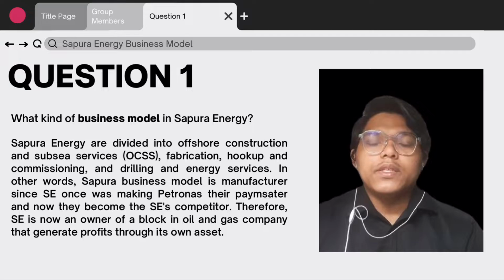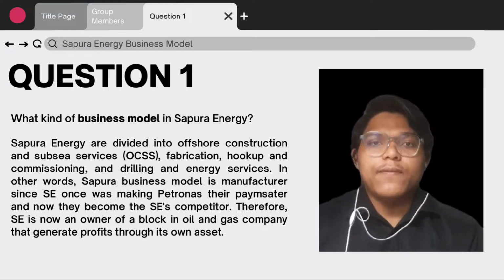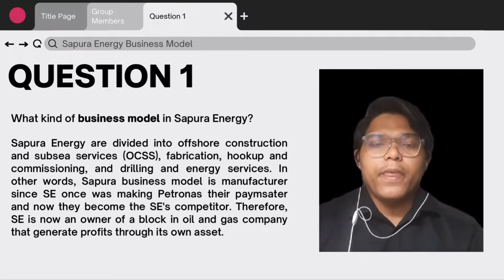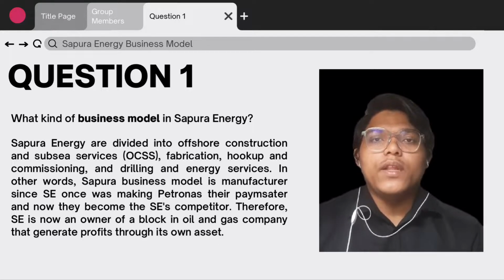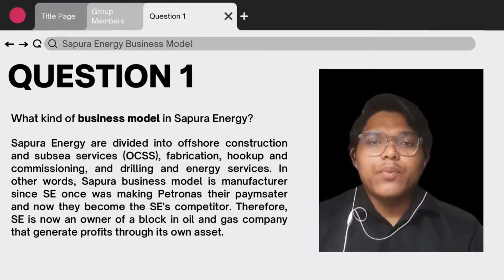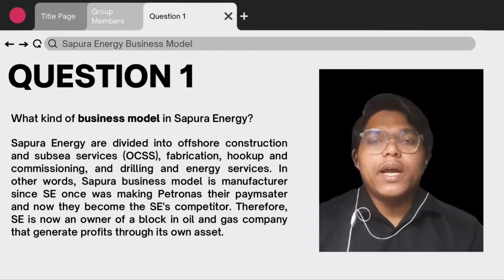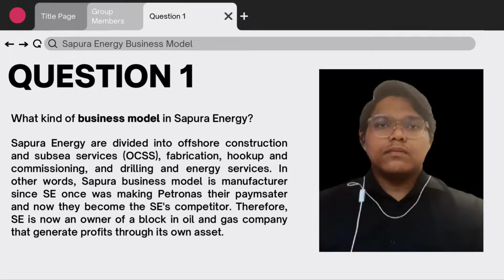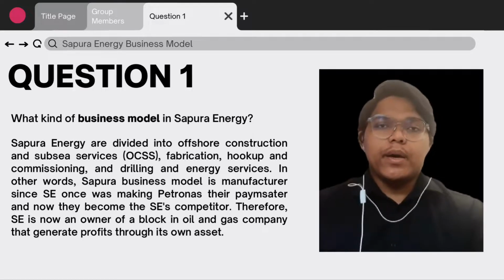Sapura Group of companies started with 6 staff, founded by Tan Sri Abdul Qadir Shamsuddin in 1975. The name Sapura was taken in conjunction with the name of his wife, Siti Sapura. Sapura Energy Berhad is now a Malaysian integrated oil and gas services company based in Seri Kembangan, Selangor. Let's proceed with question number 1.